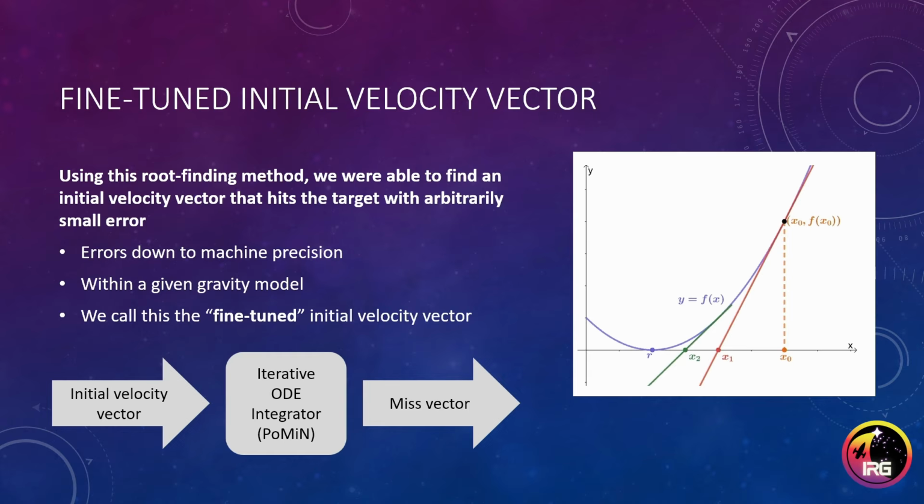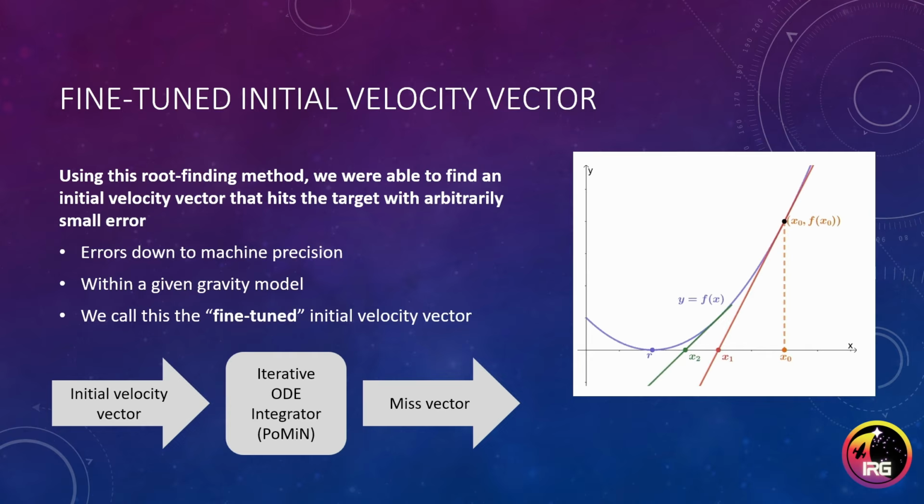Now, this is all within a given model of gravity. I'll talk about that some more in a minute. But we call this our fine-tuned initial velocity vector. So in this case, using the post-Minkowskian model of gravity, we were able to hit a target at a distance of 4 light years with a precision of a femtometer, which is the size of an atomic nucleus. So like I said, arbitrary precision. Now, this is not taking into account the errors that could be introduced by your model of gravity.